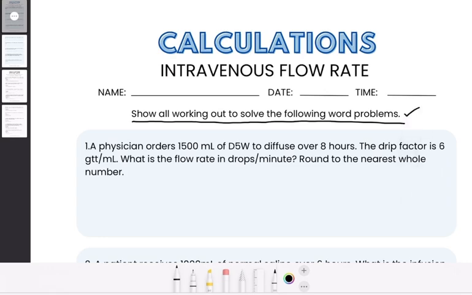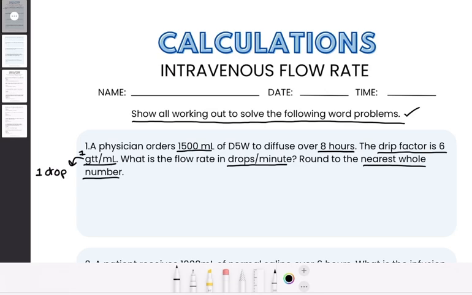Number 1. A physician orders 1500 mLs of D5W to diffuse over 8 hours. The drip factor is 6 drops per mL. GTT is drops, so 1 GTT is 1 drop. What is the flow rate in drops per minute? That's your answer, drops per minute. You're going to round to the nearest whole number.